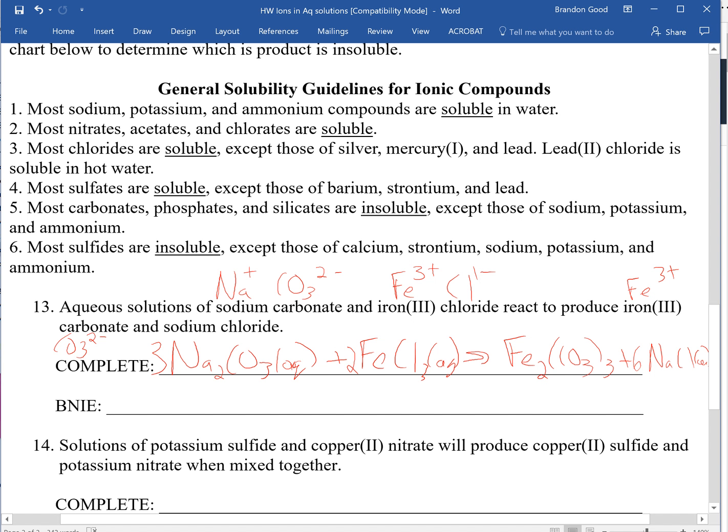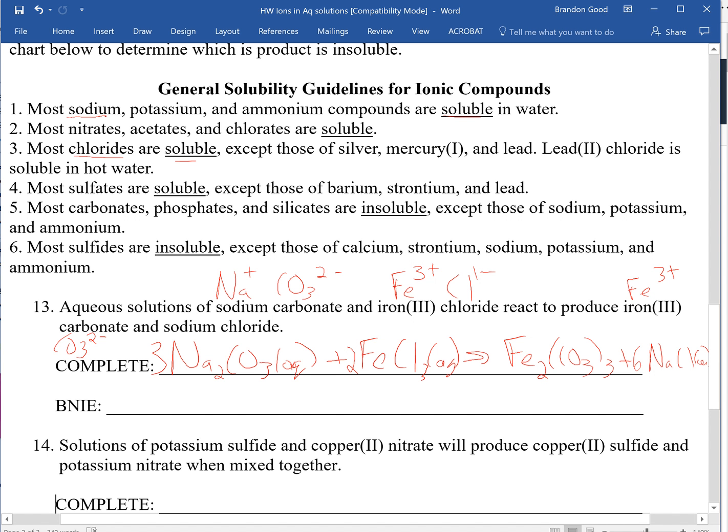All right, now what we need to do is find out. We need to write our BNIE. It's just a precipitation reaction, but we don't know which of these two, the iron carbonate or the sodium chloride, is the solid. Well, that's what we're going to do up here with our general solubility guidelines. So, let's start with sodium chloride just to see. Sodium chloride says most sodium compounds are soluble, and it reiterates most chlorides are also soluble. So guess what? NaCl is our aqueous. That's why we put aqueous there.